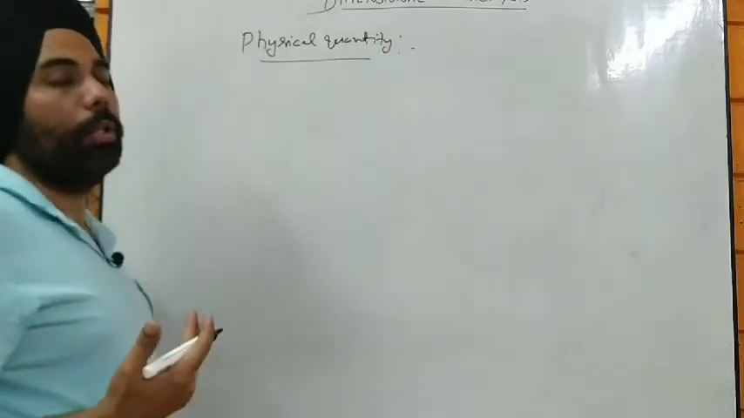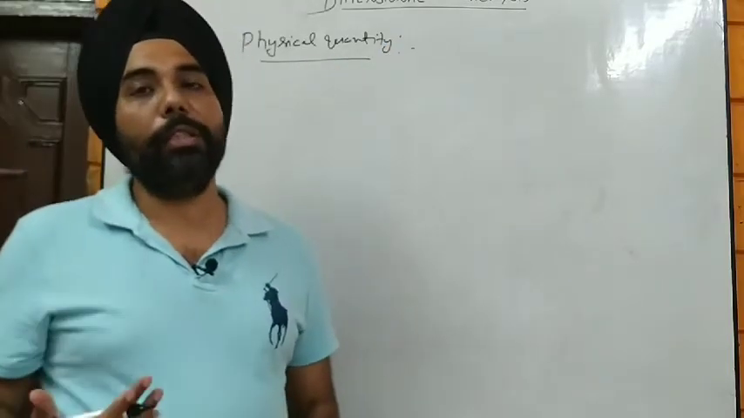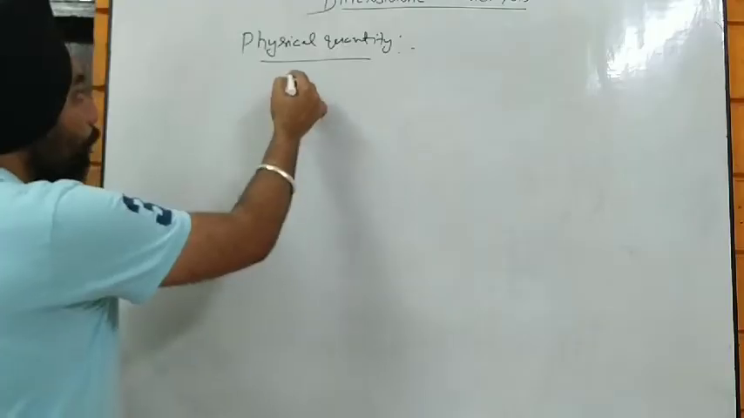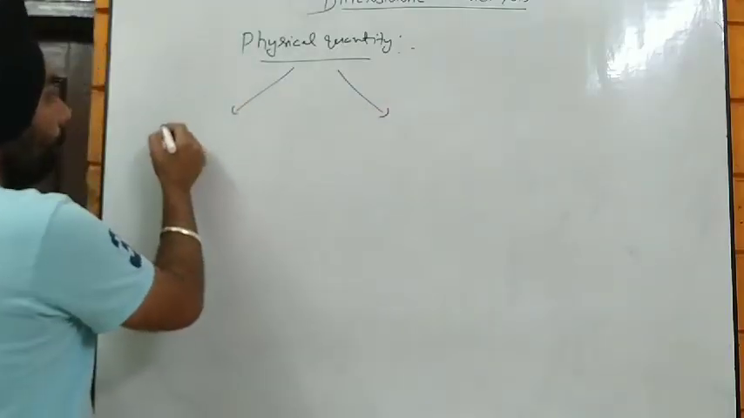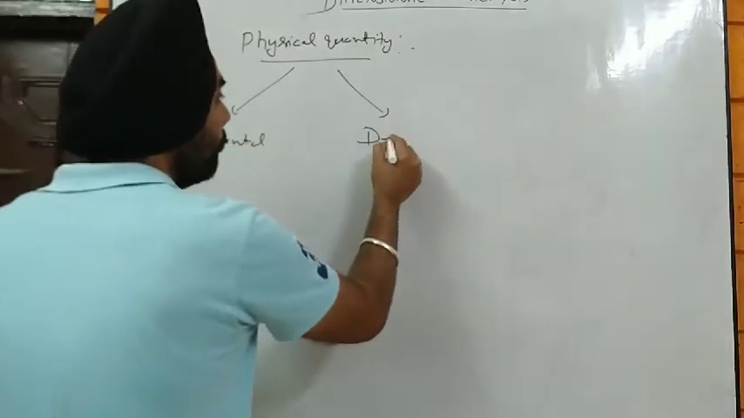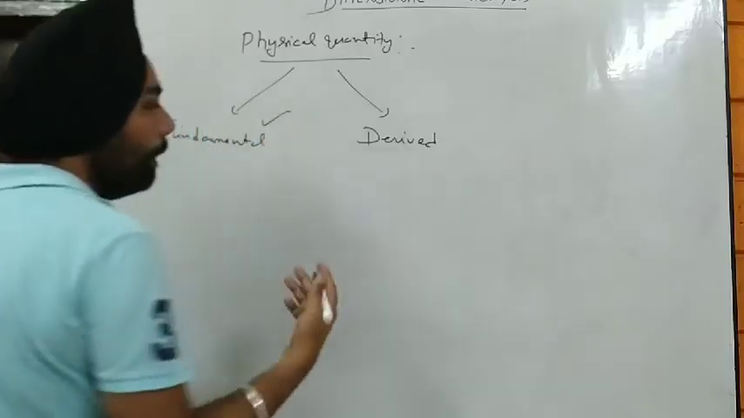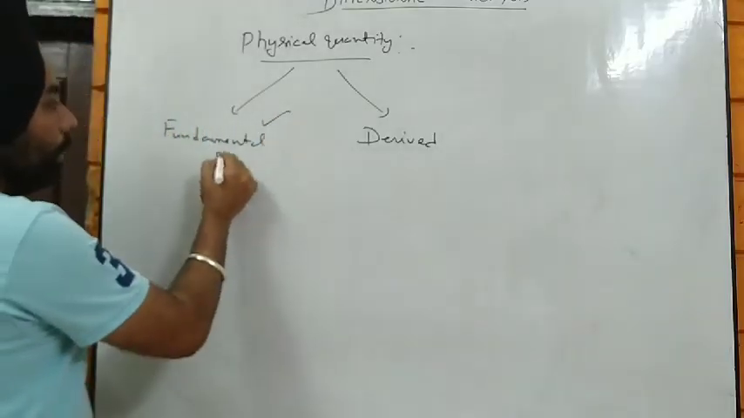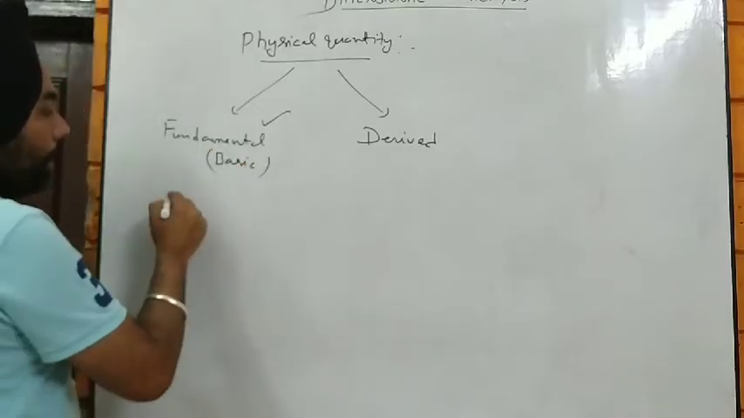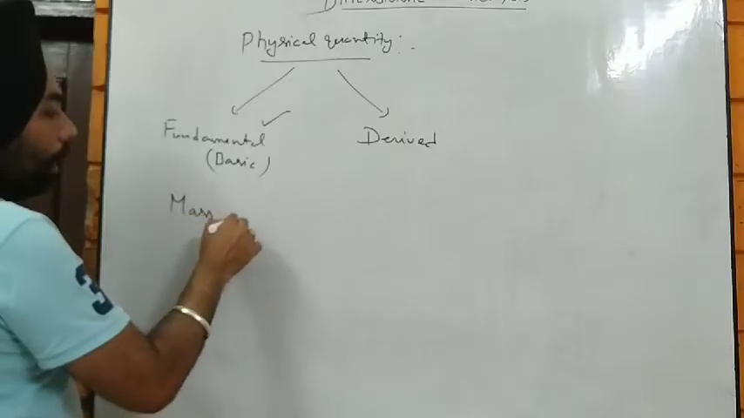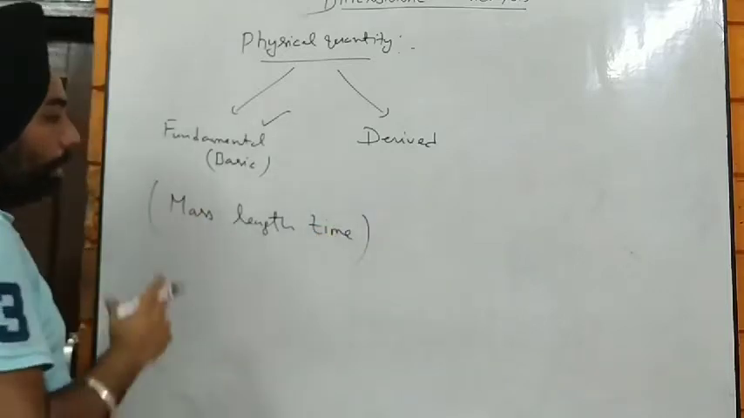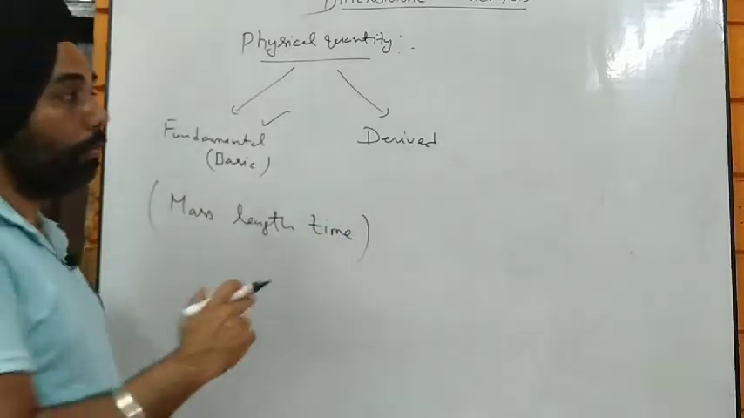Now what is a physical quantity? Any quantity which can be measured is known as physical quantity. It's so easy. And this physical quantity is of two types. First of all, fundamental and derived. Fundamental means basic quantities. So what are basic physical quantities? The basic quantities are, just for example, mass, length and time.